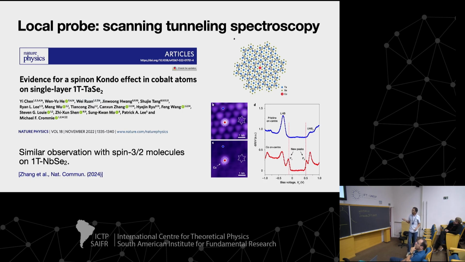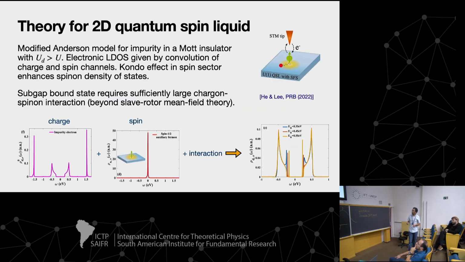But if you do this on top of the magnetic impurity, you see some extra peaks, which were interpreted as evidence of something that comes from the interaction, some kind of bound state that is induced by the presence of this magnetic impurity interacting with this quantum spin liquid. And there are similar observations in another 2D material, in this case here. And then the theory behind this experiment was explained in more detail in this paper.